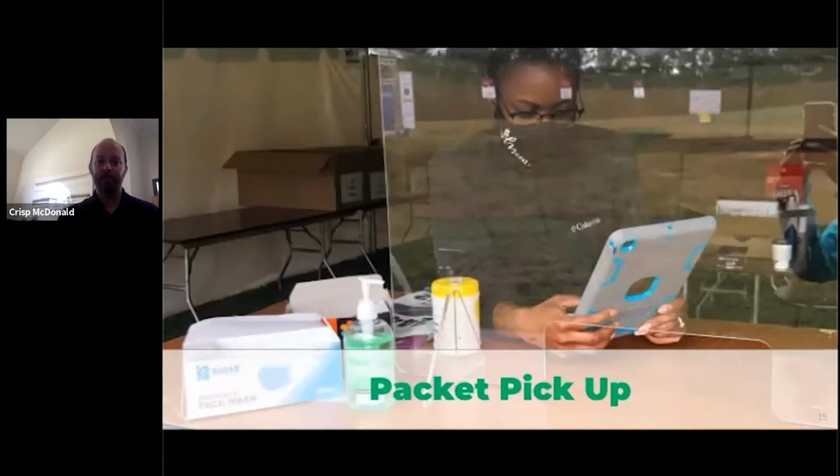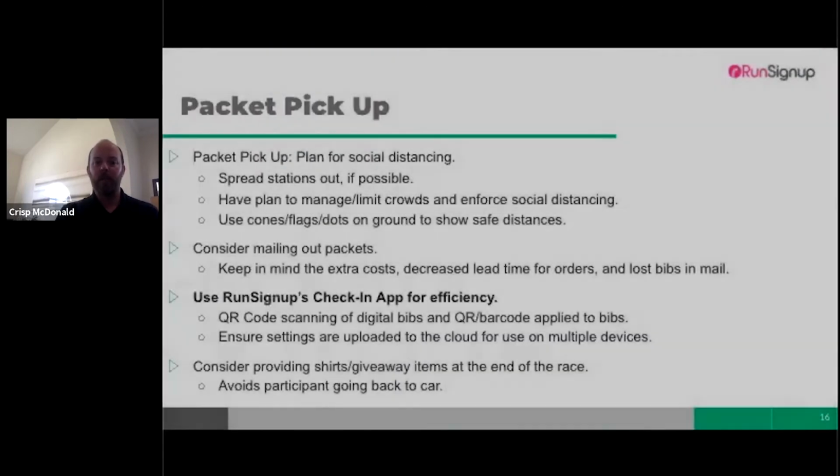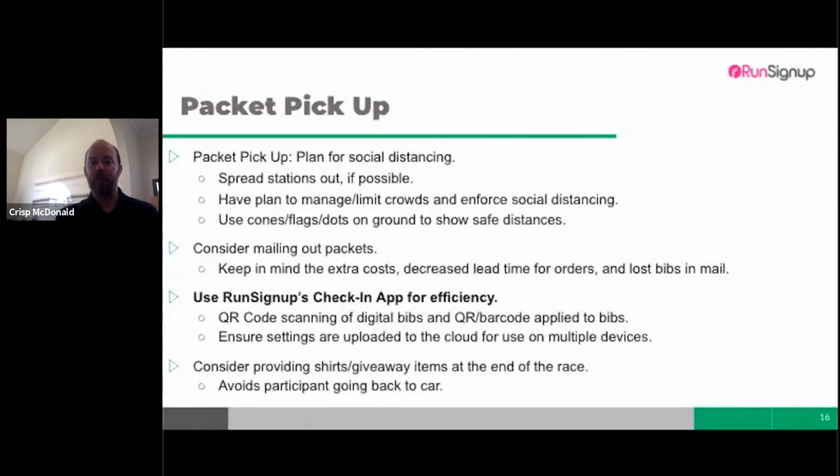So again, with the packet pickup side, you're really wanting to make sure that there are as few touch points as possible. So with that being said, plan for social distancing, spread out the stations if possible. Whereas you normally might use a tent and use 2 lines on each side of a tent, so you have 8 lines total, try to get a hold of a couple more tents, spread things out, put dots on the ground, have a plan to manage or limit crowds and enforce that social distancing.